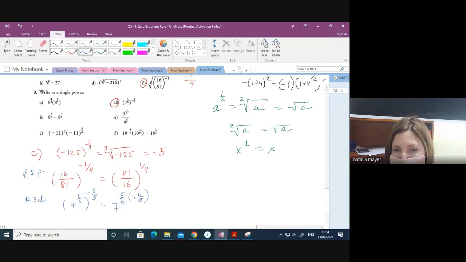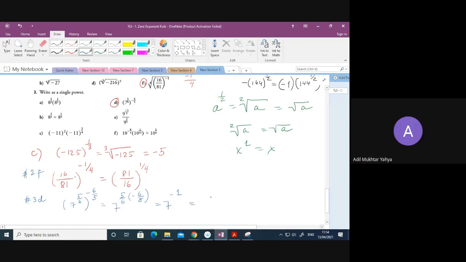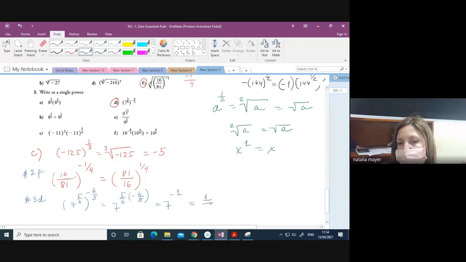Okay, so you multiply. When you multiply 5 over 6 and negative 6 over 5, what will happen? It becomes negative 1, exactly. So 7 to the power of negative 1. Now, we cannot leave the answer like this, because we always have to have the final answer only with a positive exponent. What to do? 1 over 7, exactly. Good.